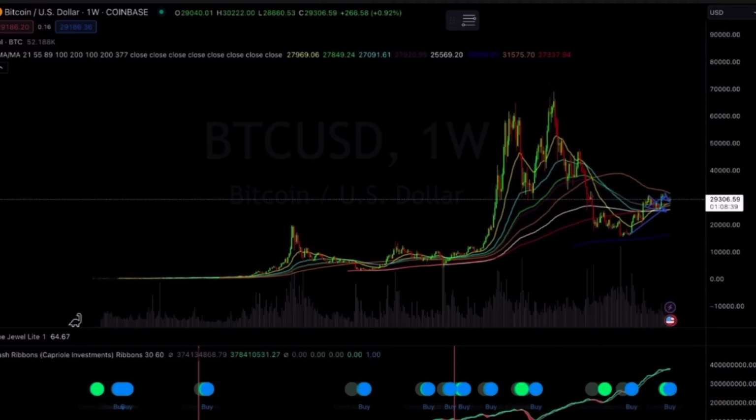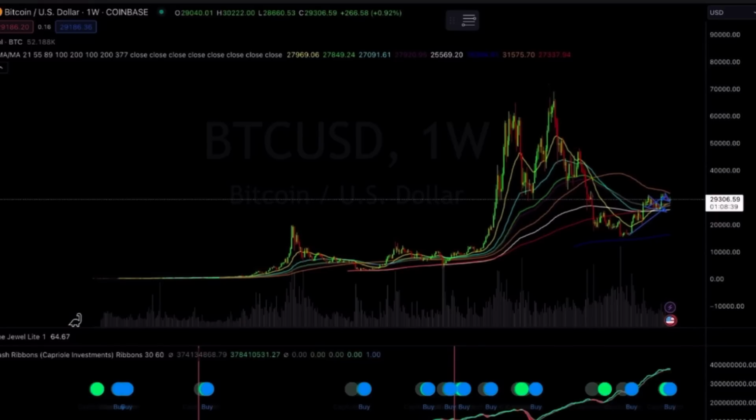Just look to the charts. Add this beautiful hash ribbon to your TradingView chart. It's for free. It's Capriola Charles. If you go to TradingView, you can add this indicator for free to your chart, and then you can just analyze it yourself. But every time when we see these blue dots, we see this massive run.